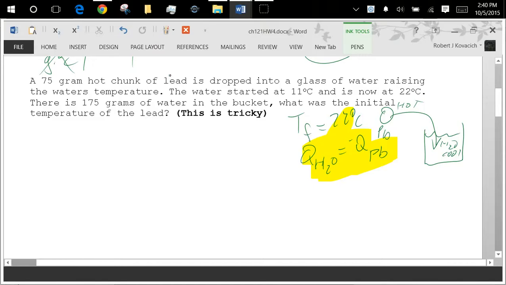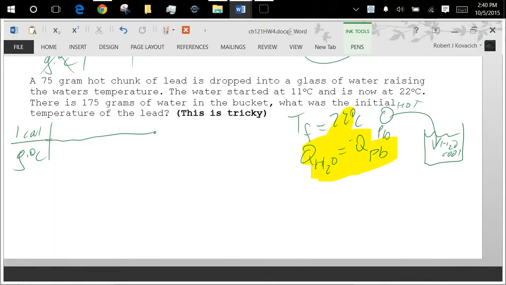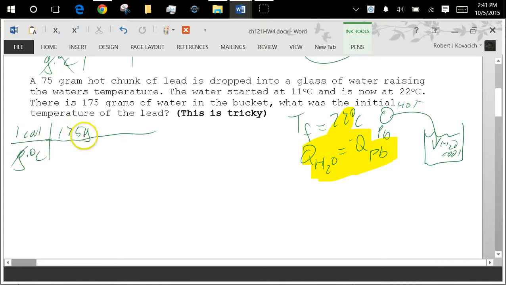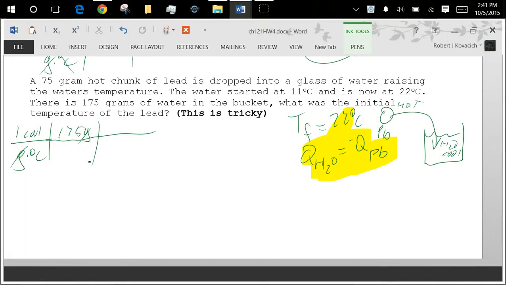Well, I'm looking for a Q at this point, and since this was homework, I'm expecting that you would look up what the specific heats were. So I'm going to start a railroad track with 1 calorie per gram degree C, because that's the specific heat of water, and I'm looking for a calorie number. So there's my calorie number for this water calculation. I need to get rid of the grams by throwing in 175 grams here, and then my grams cancels out. And now I need to get rid of the degree C. What do I put in?